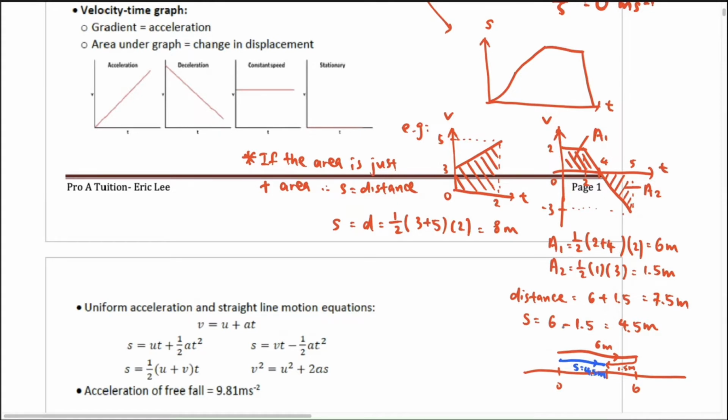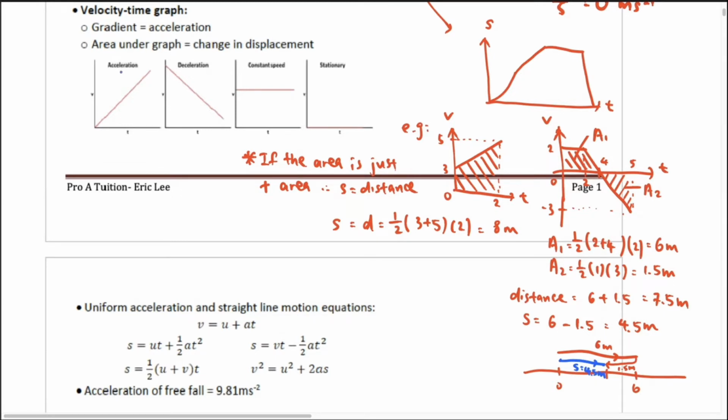So I just draw out how it moved and why the displacement is 4.5. So basically, because the idea of displacement is starting point to end point. Okay, so now let's see the first graph. Straight line from origin. You know, gradient is the acceleration. So if you look at the graph, it has the same gradient all the time. So this is called constant acceleration.